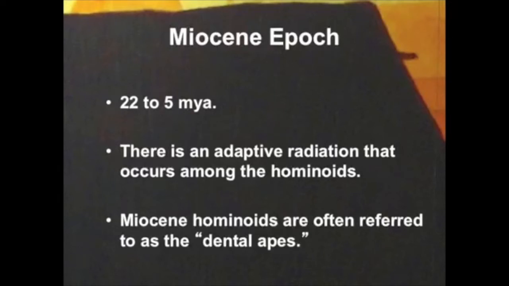The Miocene lasted from approximately 22 to 5 million years ago. A great deal of attention by researchers is given to Old World forms during this time period. There is fossil evidence for an adaptive radiation of hominoids, or a taxonomic diversification of hominoids, at the beginning of the Miocene epoch. The ape-like forms of the Miocene epoch that we will focus on today are referred to often as dental apes. Their dentition in this case is very ape-like.